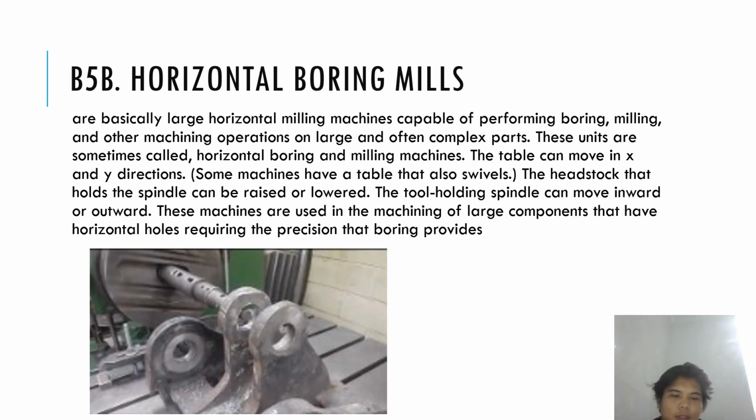Horizontal boring mills are basically large horizontal milling machines capable of performing boring and other machining. That's actually just a boring mill, but horizontal. This is the sample of the video. It's like making a hole on the workpiece.